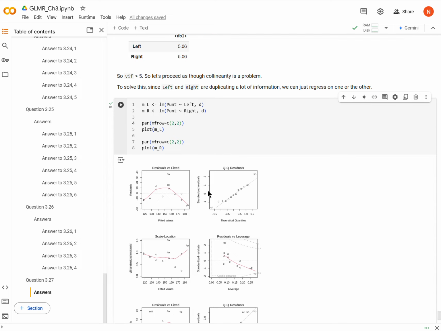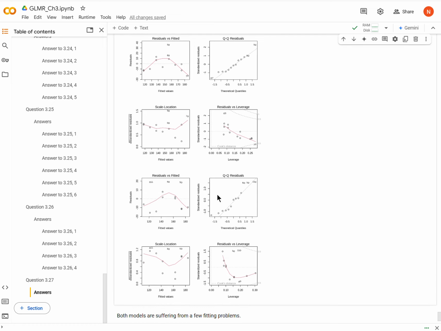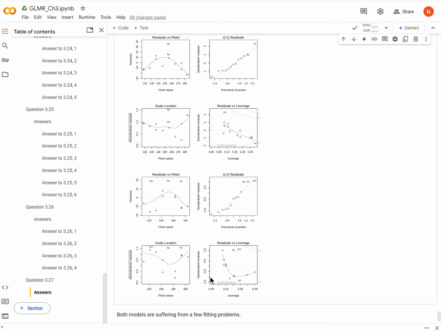So now if we look at just regressing on the right leg, we see similar things. Okay, so we see another kind of parabolic shape to the residuals versus fitted. We see some guys falling off of the QQ line, and so on. So both of them are kind of having some trouble fitting here. Okay.